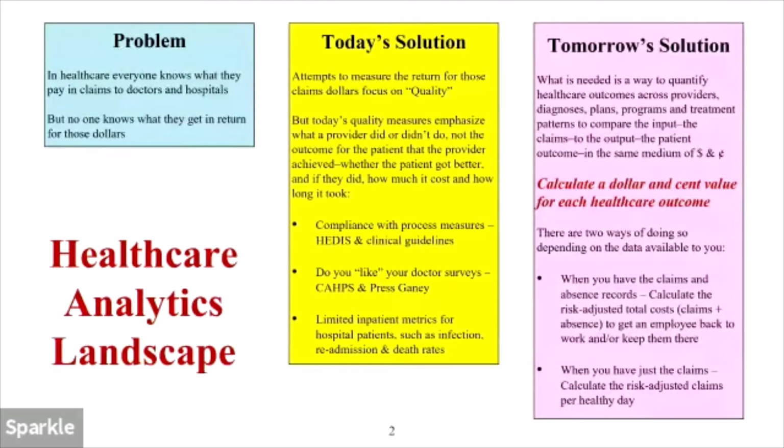We always start with the medical and pharmacy claims. And then if we have another data set, the medical absence costs caused by those claims dollars, then we can quantify the outcome based upon the risk-adjusted total cost, claims, and absence to get and keep an employee at work. A lot of times we're not going to have those absence costs to match up against the claims. In that case, we'll quantify the outcome based upon the risk-adjusted claims per healthy day.